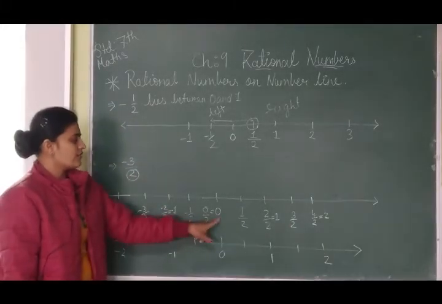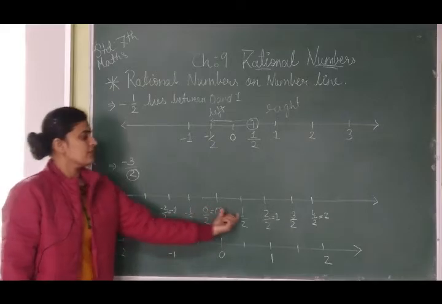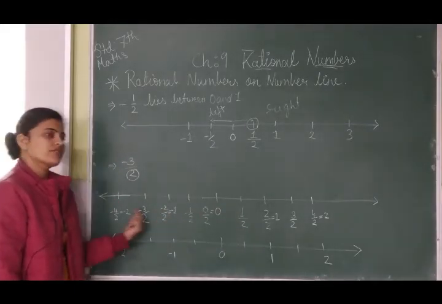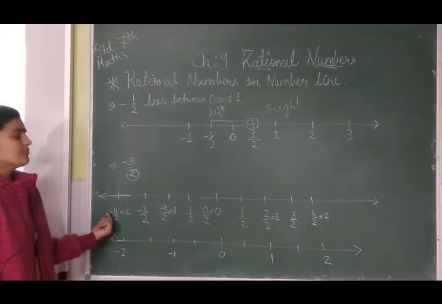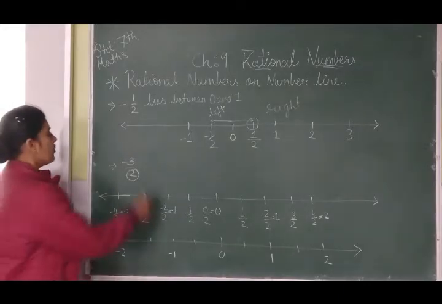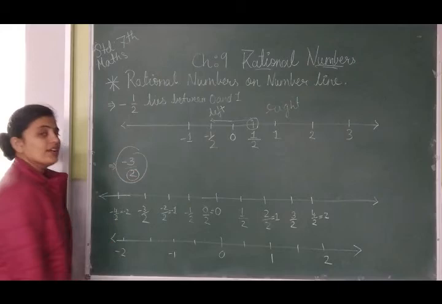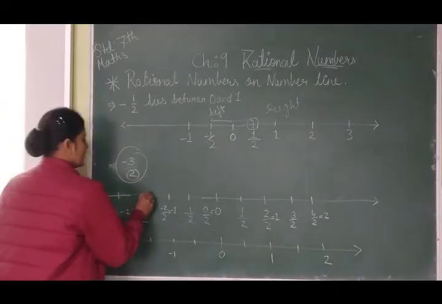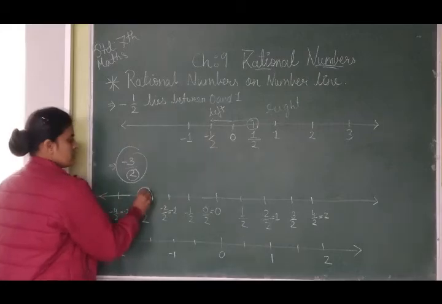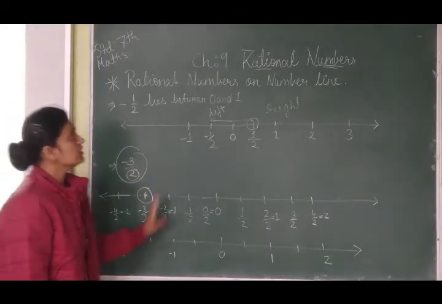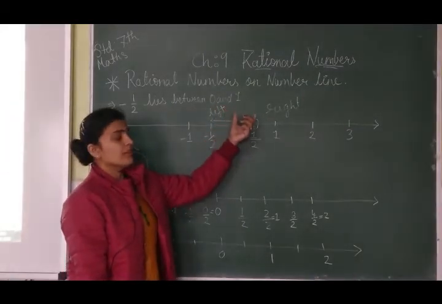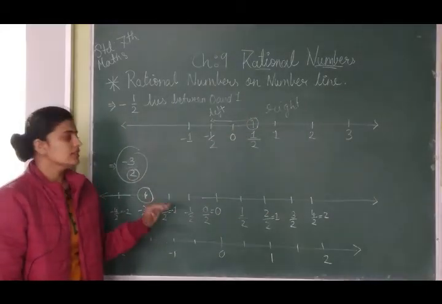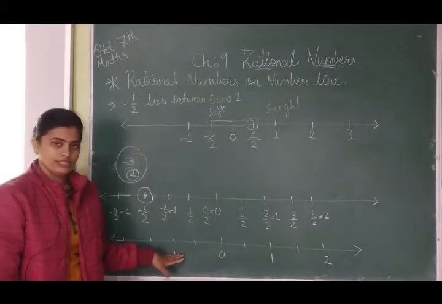That is minus after 0. Here on the same equal distance we will write down minus 1 by 2, after that minus 2 by 2, after that minus 3 by 2, after that minus 4 by 2. So what do we want? Minus 3 by 2. So where is minus 3 by 2? Minus 3 by 2 is over here. So this way you have to find out any rational number given on the number line.